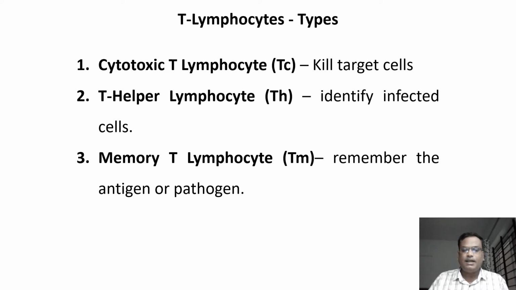Memory T lymphocytes, as we already discussed, will remain in the blood for a long time. Once a person gets infected, the first time he will develop the memory T lymphocytes, and in the second infection the memory T lymphocytes will make the immune response very quick, and the person doesn't suffer from the disease or doesn't develop any symptoms.